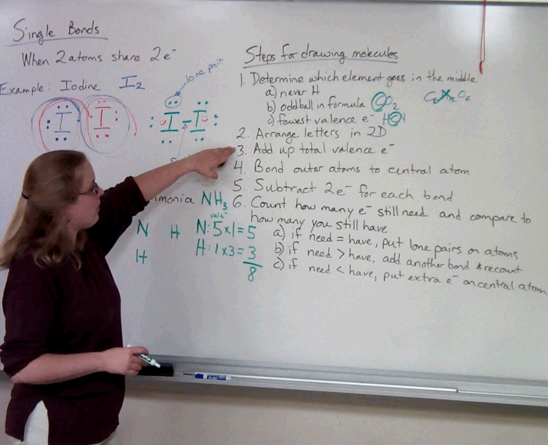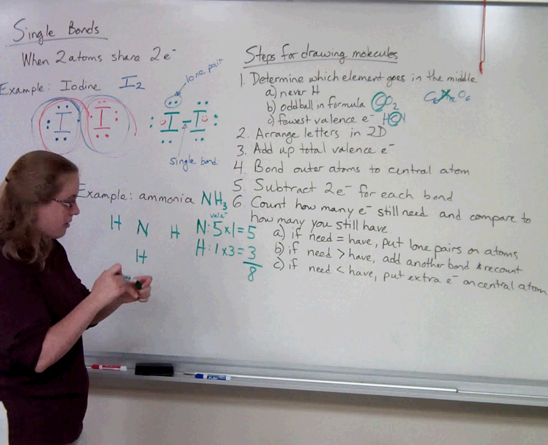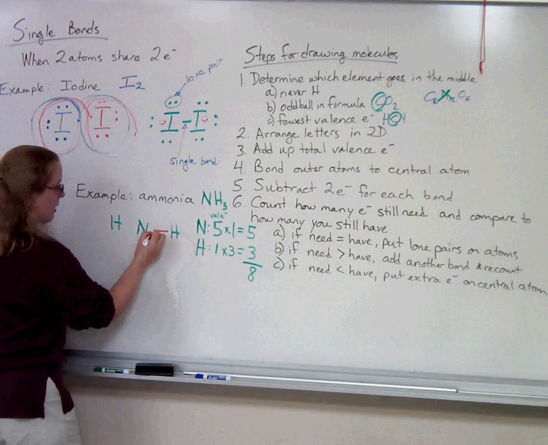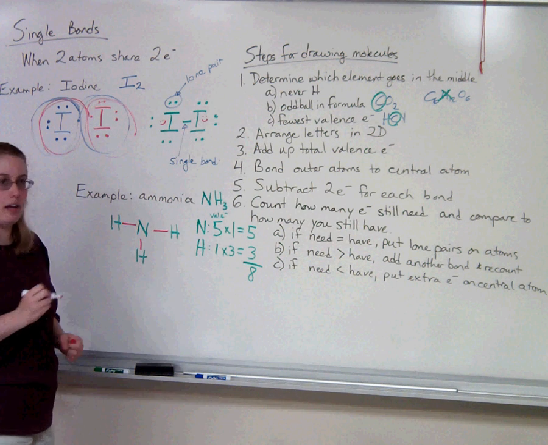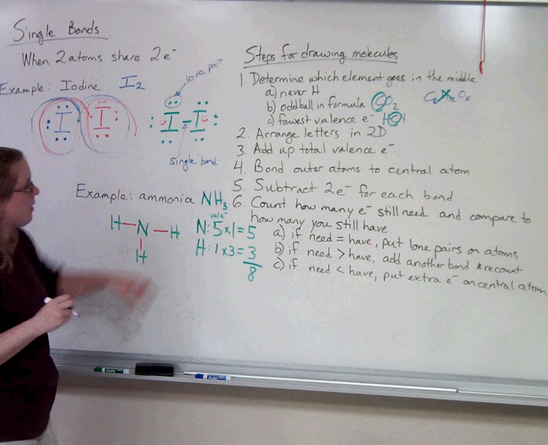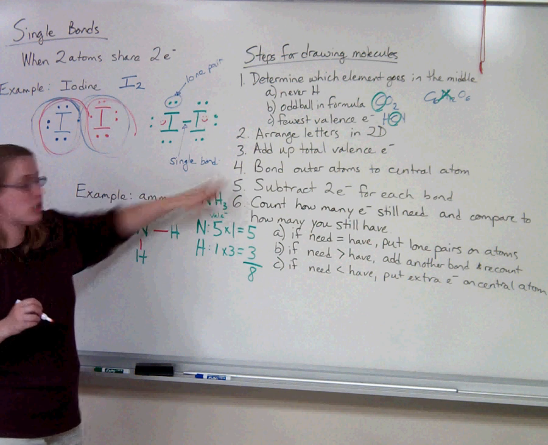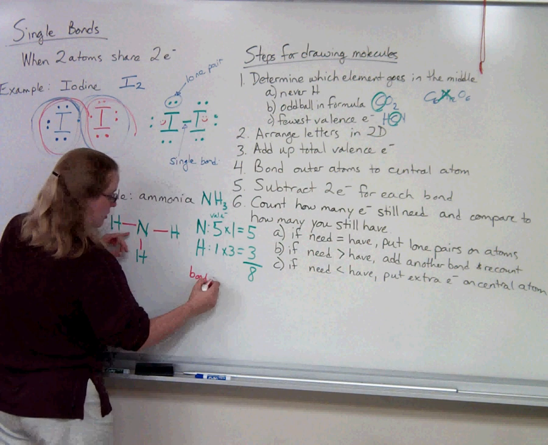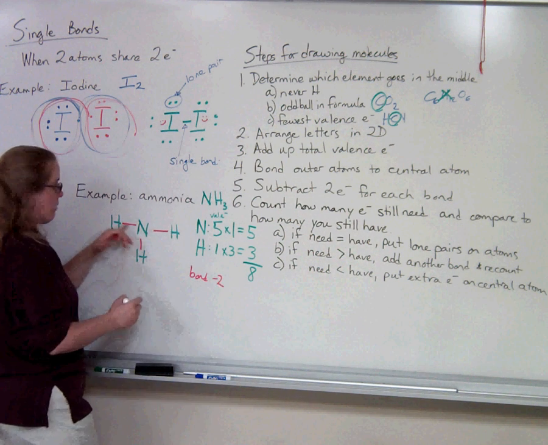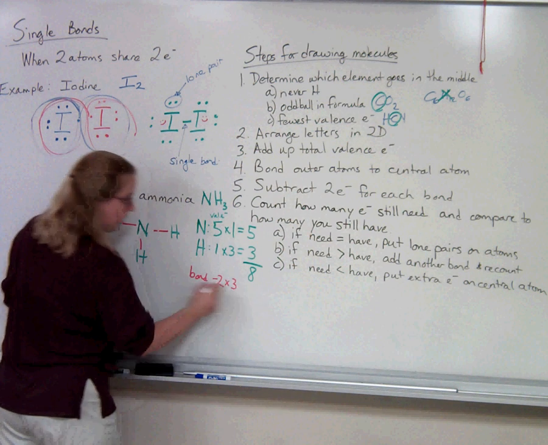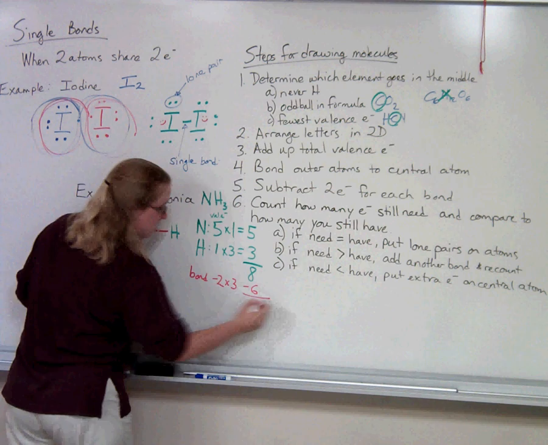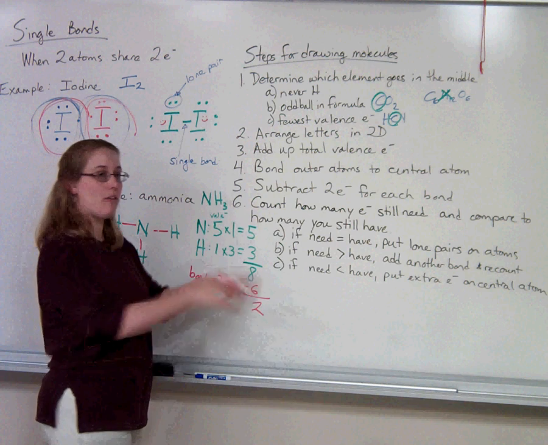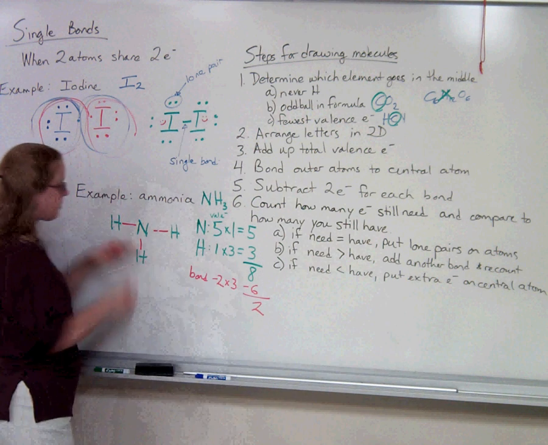That was step 3. Step 4, bond the outer atoms to the central atom. It's not a molecule until you're bonded. So we got to take our outer atoms and stick them back onto our central atom. And that's why it's in the middle. We're going to subtract 2 electrons for each bond. So here we go. Here's our bonds. We're going to subtract 2 electrons, and we made 3 bonds. So minus 2 times 3, minus 6. So now we're left with 2 electrons available. Think of this as like our electron pool. We have all these electrons, and we're going to put them in places. And so we just put 6 of our electrons in these 3 bonds.